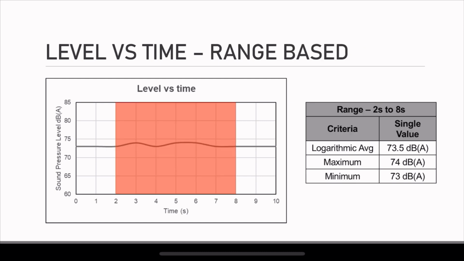The next is, again, range based. Maybe we are conducting a measurement for 10 seconds, but the machine needs some time to stabilize. So we don't want to start exactly from 0, but we want to give some gap. So we may choose from 2 to 8 seconds. Again, we follow the same criteria: logarithmic averaging, minimum, maximum. The values can change or stay the same, but this is just another criterion.